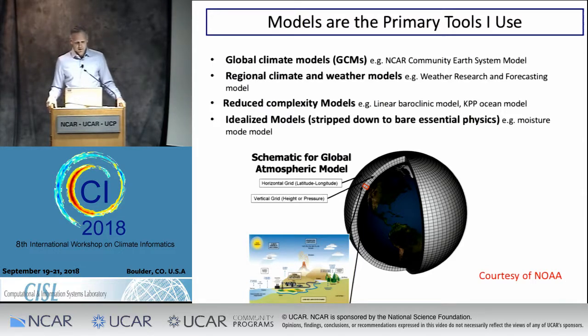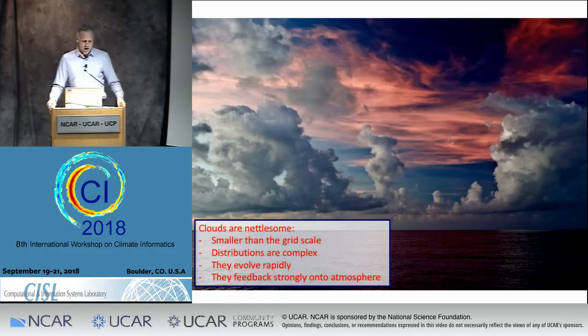In my career so far, we've used a broad spectrum of models, ranging from global climate models, such as the NCAR Community Earth System model that's developed here. But I also use other types of models, including regional climate and weather models, sometimes run at relatively fine resolution for us, which is something like 1 kilometer grid spacing. I also use reduced complexity models, such as linear baroclinic models, very simple one-dimensional ocean models, and even more stripped down, I've developed theoretical models, like a model called the moisture mode model with a colleague at Columbia named Adam Sobel.